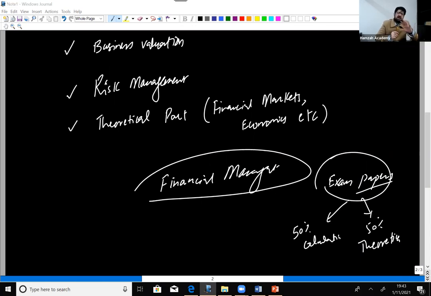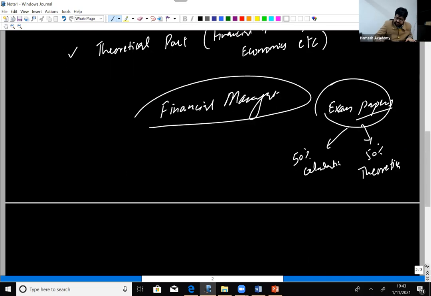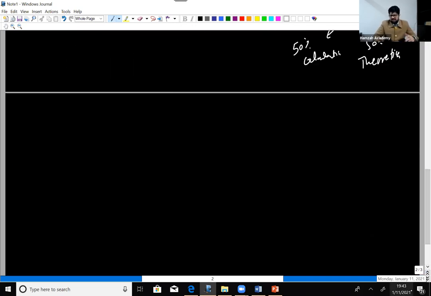Means they spend time on calculation, but they don't bother to spend 50% of that time. For example, if you are spending 5 hours on the calculation, then 2 hours are required to prepare the relevant theory, and then you can pass the paper. But students don't spend it. And one more thing: in the exam, there are exam techniques which students do not follow. Of course, those exam techniques, I will be discussing when the proper time comes.